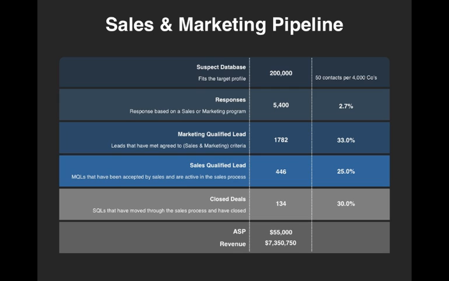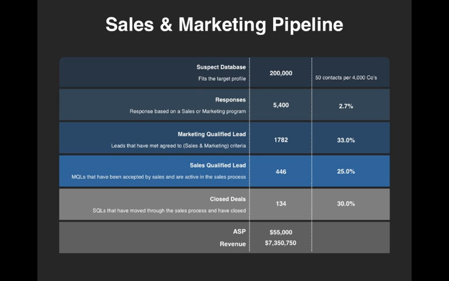Demand creation planning, sales and marketing pipeline. Some people refer to this as the waterfall. This step will help ensure that the market is large enough to support the revenue requirements of the business. At the top of the pipeline is an estimate of the number of suspects.